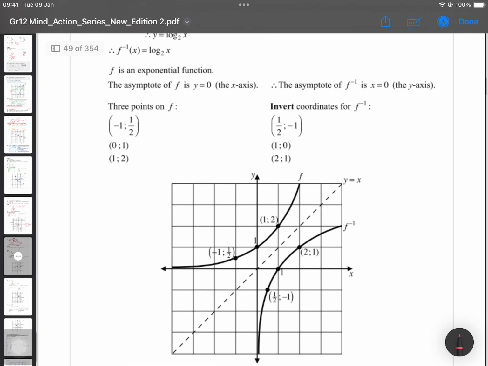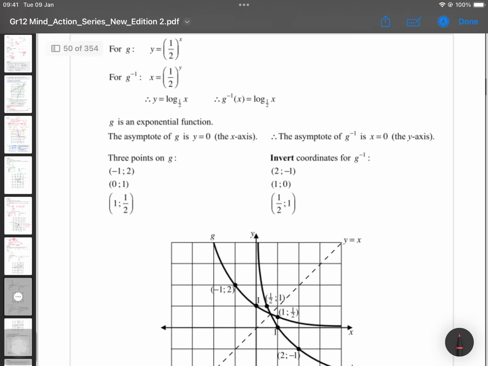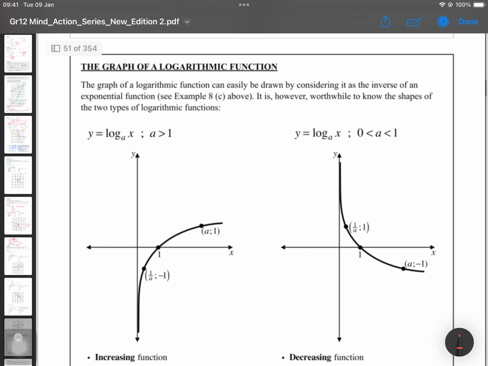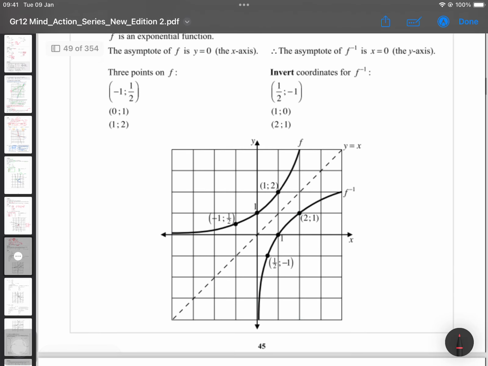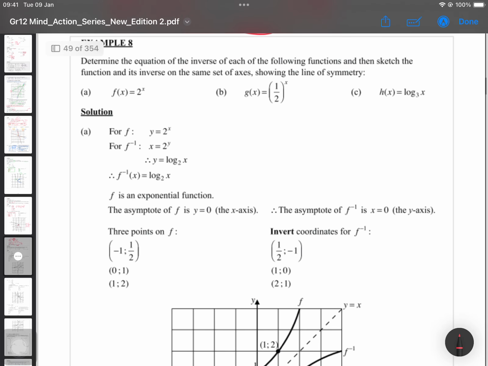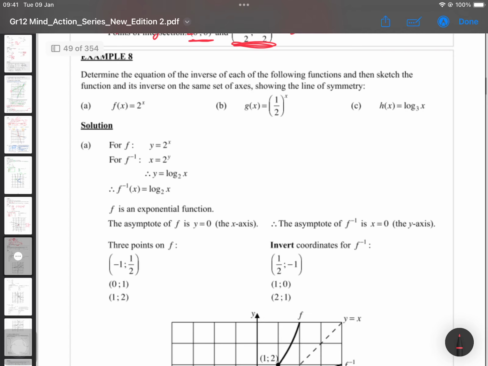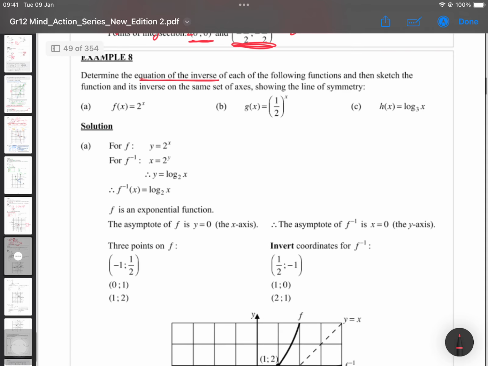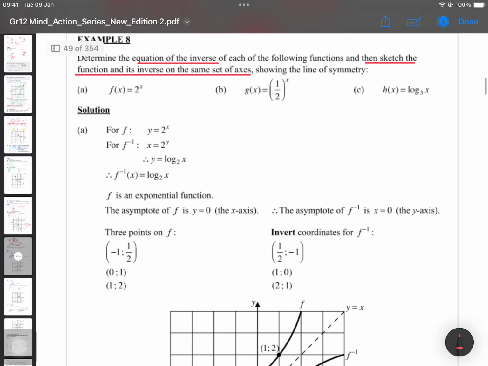And then lastly, not lastly actually, there's another one, for the logs. So with exponentials, again, determine the equation of the inverse of the following, and then sketch the function and its inverse on the same set of axes.